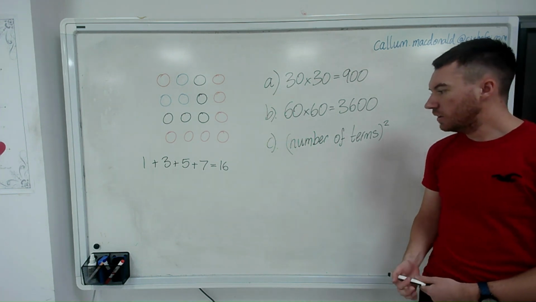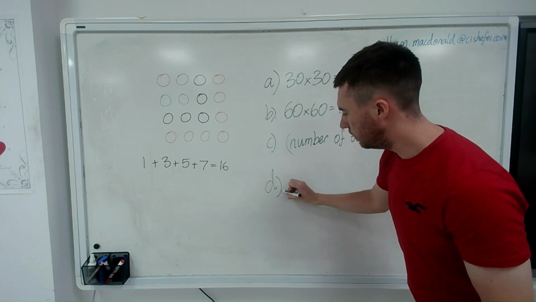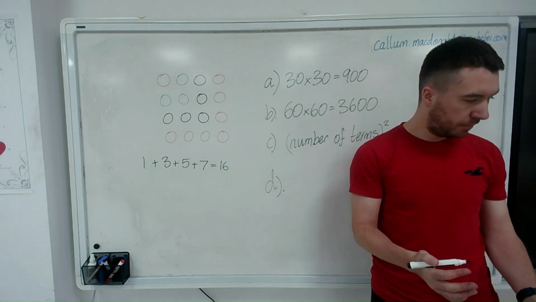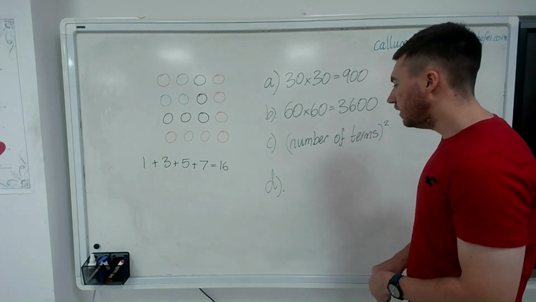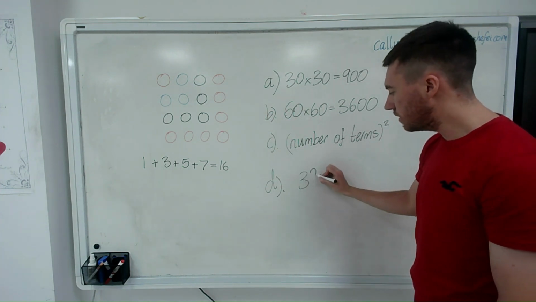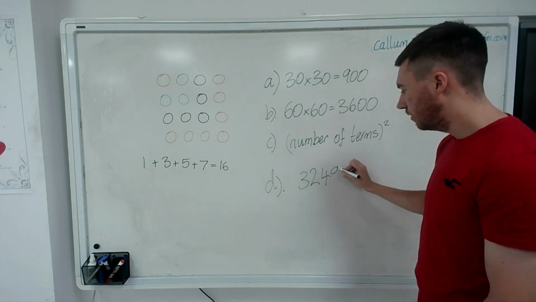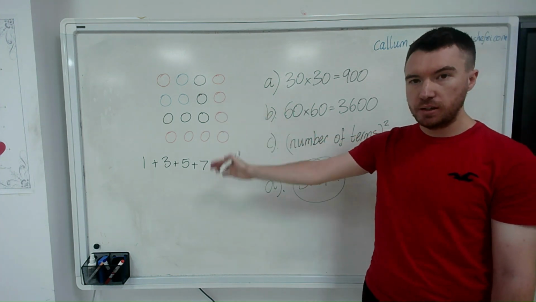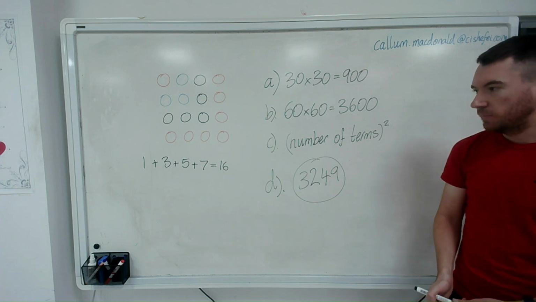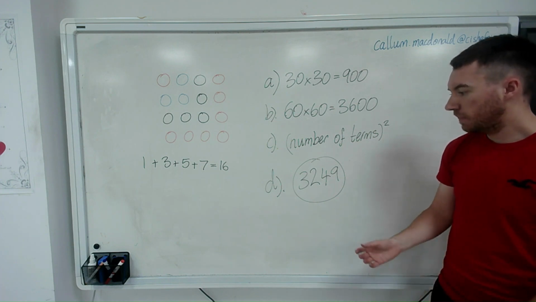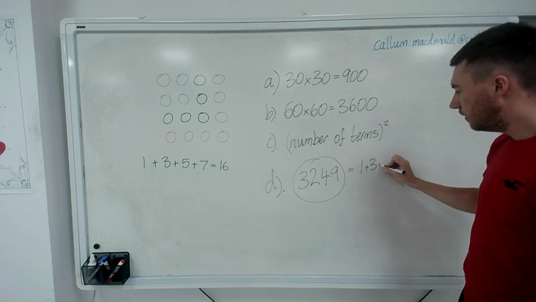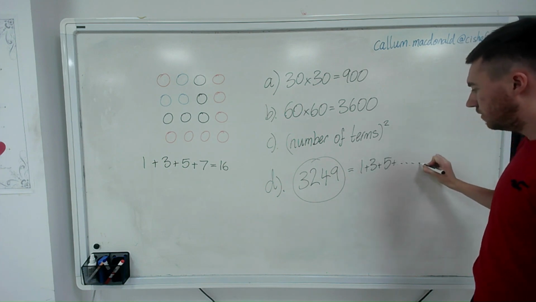So then D, this will be the last question I write on this board before I clear the board, and we'll look at the more difficult stuff. D is asking, can this number be formed with a square like this? So can this number be written as 1 plus 3 plus 5 plus up to something?